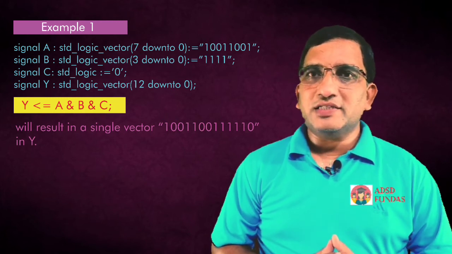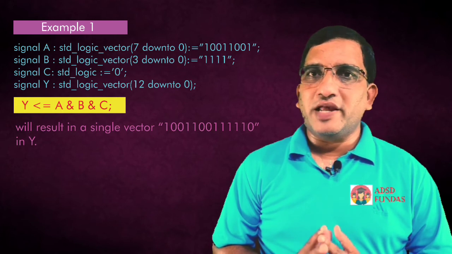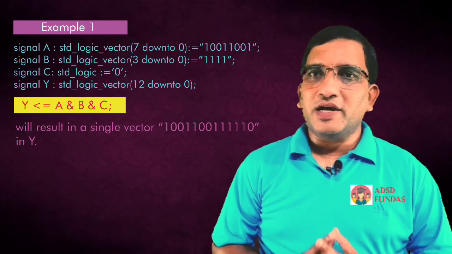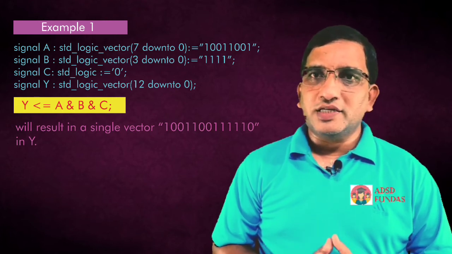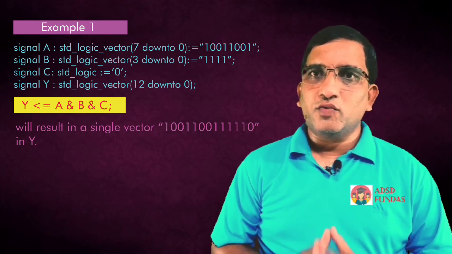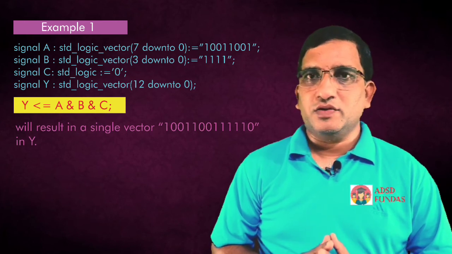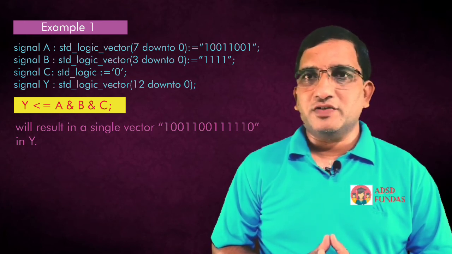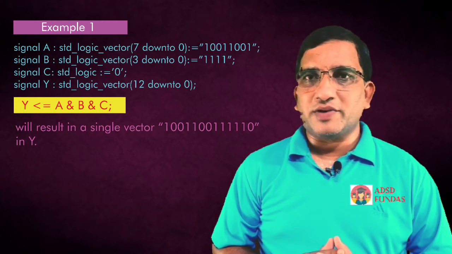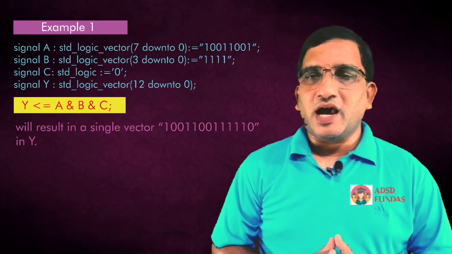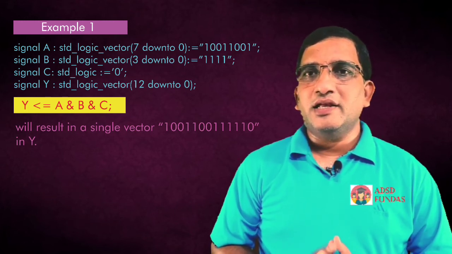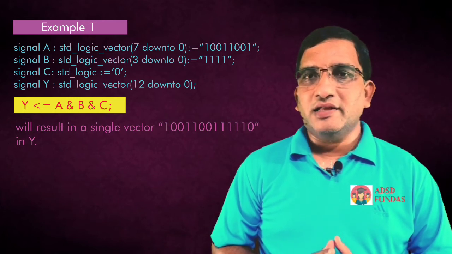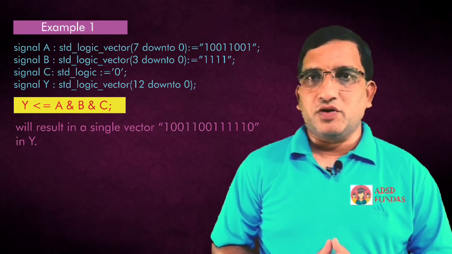So when this VHDL statement is executed, Y will be assigned the 13-bit value 1001 1001 1111 0. That will be the final value. That means all the three operands present in A, B and C are combined in a single signal. So in this way, to combine any vector or array, you can use this ampersand symbol.